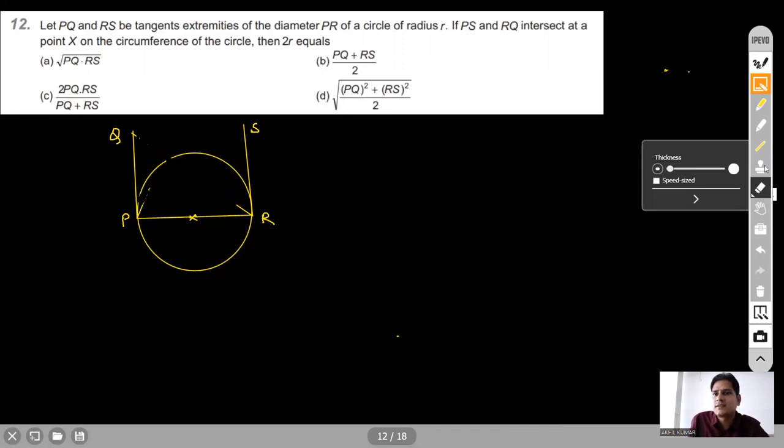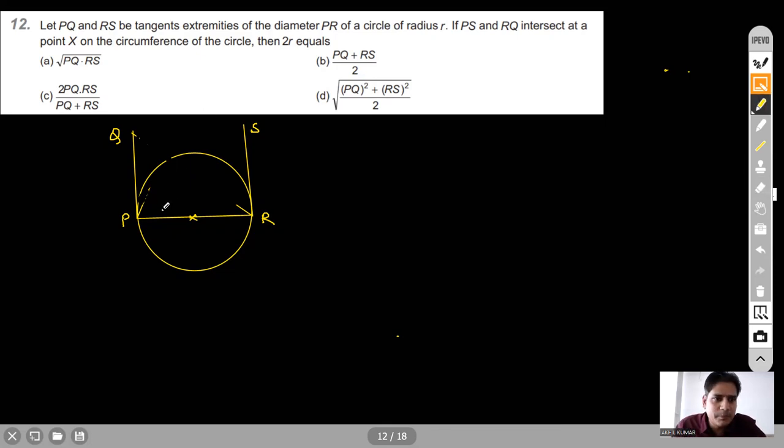So I am erasing this. This PS and this QR meet at a point X on the circumference of the circle. The drawing is not proper, but you can manage. PS and QR intersect at point X on the circumference, and we have to find the value of 2R. PR is the diameter, so this diameter will subtend an angle of 90 degrees on the circumference, right?